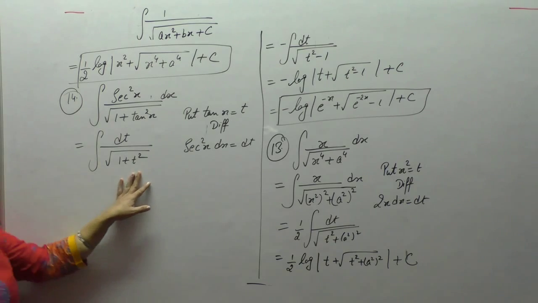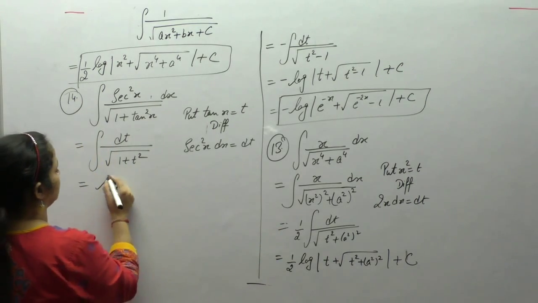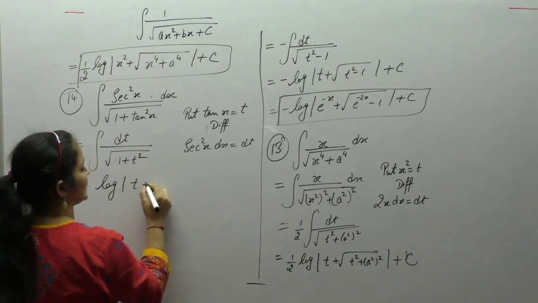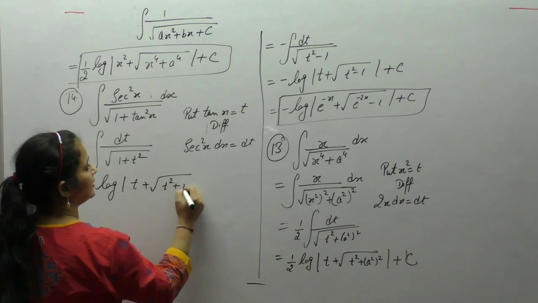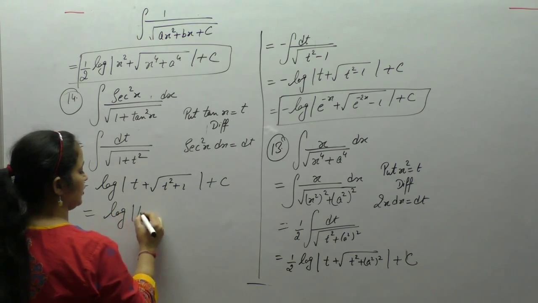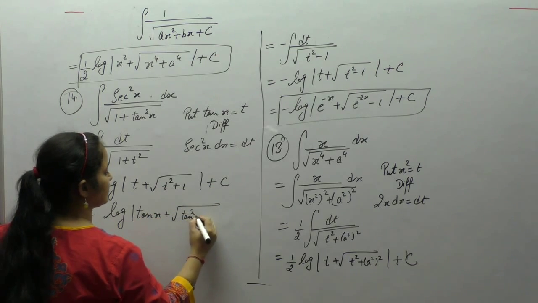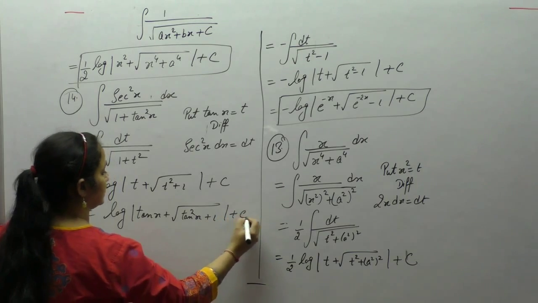Now 1 upon integral of x square plus a square is again log of x plus square root of x square plus a square. Here t is tan x, so log of tan x plus square root of tan square x plus 1 plus c.